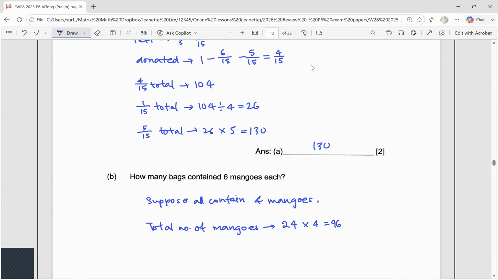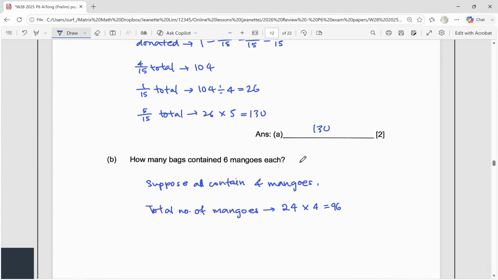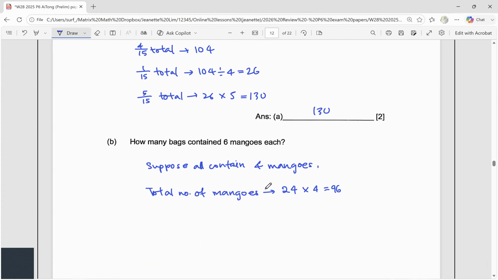So 96 mangoes. Not enough. We need 130 mangoes. So not all of them are bags of 4. So the extra that we want to make it to 130 would be 130 minus 96. We need another 34 more mangoes. So since not all of them contain 4, we're going to exchange them.